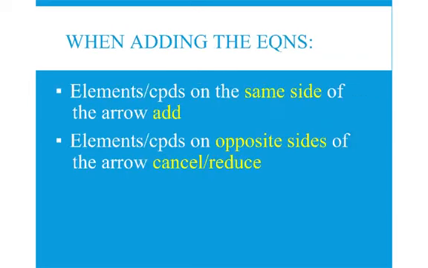When we're adding the equations in the last step, elements or compounds that are on the same side of the arrow will be additive, we'll add them together. Elements and compounds on opposite sides of an arrow will cancel or reduce.